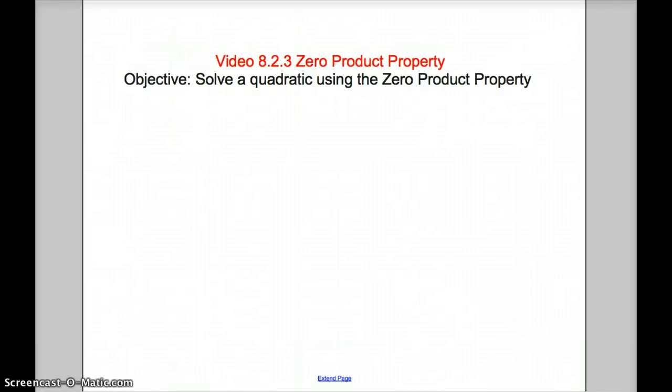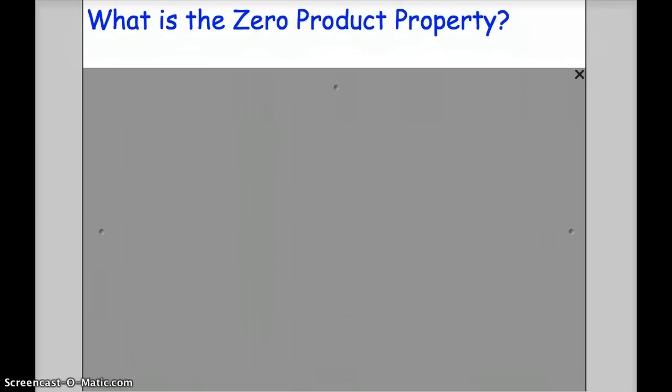This is video 8.2.3. We're going to look at the zero product property today. And the goal of this video is to understand how to solve a quadratic using the zero product property. So we're solving equations. You've solved lots of equations in algebra, but now we need to use this thing called the zero product property when solving a quadratic.